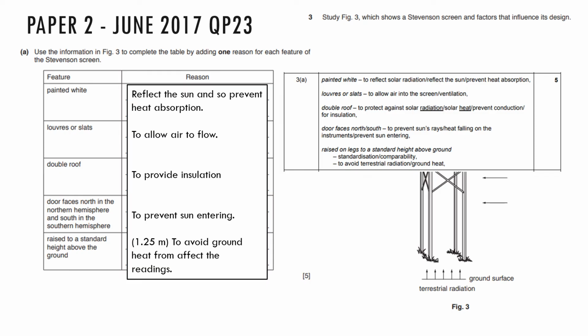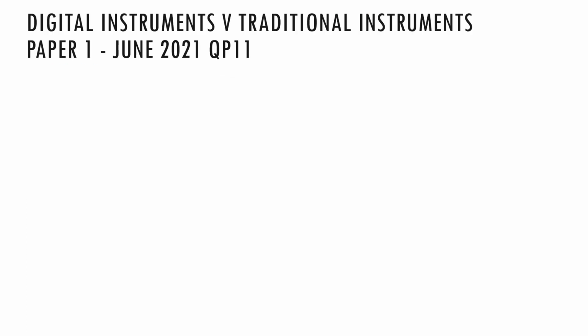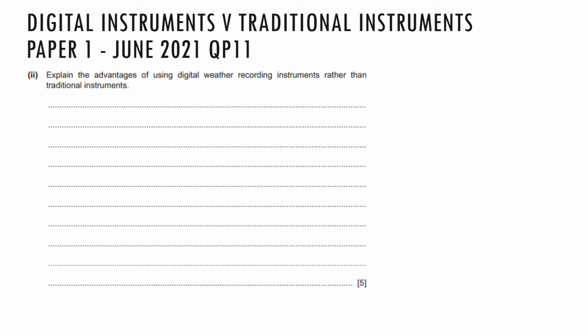Brilliant, good language for you to incorporate into your notes about when you have to describe the features of a Stevenson screen. Although this is a skills question, I've also seen similar questions appear in paper 1 and paper 4. Now, the final type of question that could be asked requires you to compare digital instruments versus traditional instruments. So I've taken this question from paper 1. The question is, explain the advantages of using digital weather recording instruments rather than traditional instruments.